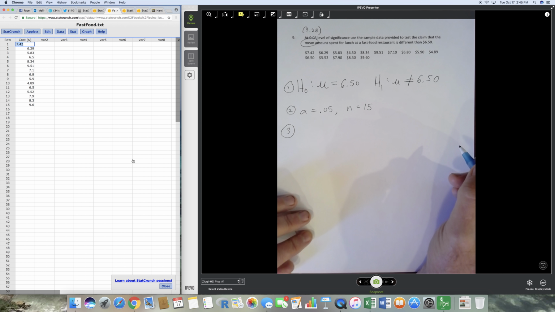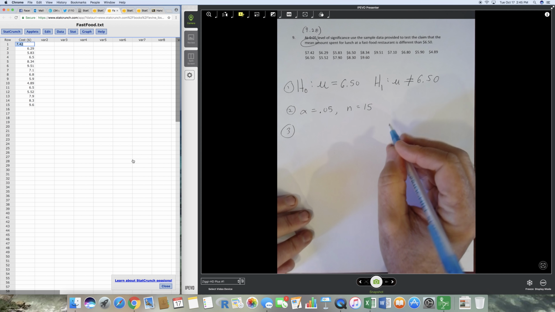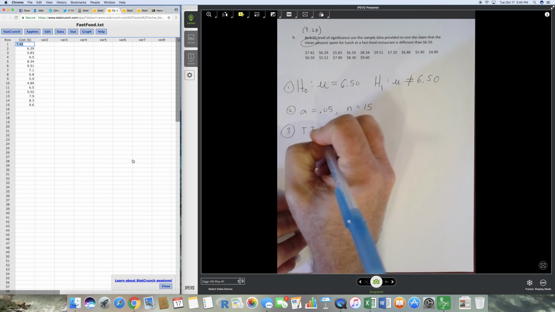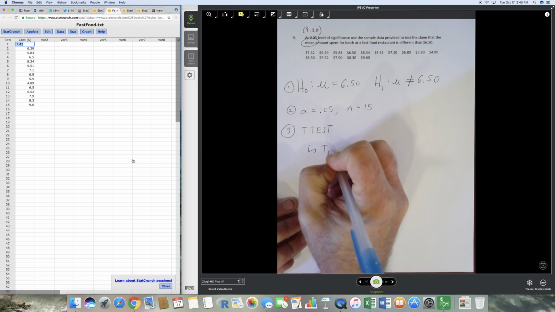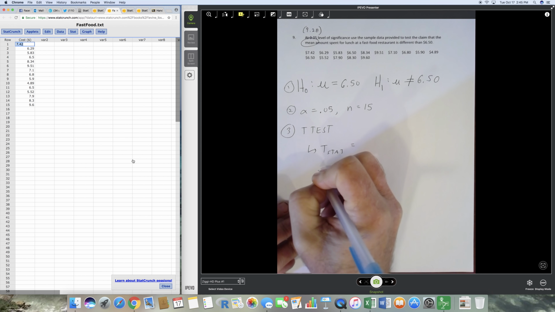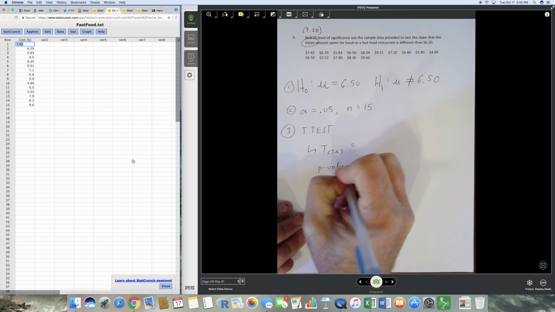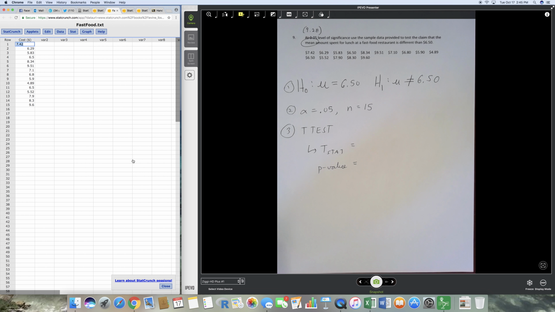So guys, the population standard deviation isn't known, so I'm going to use a t-test. So that tells me I'm going to do a t-stat for the test statistic. And as always, we're also going to get a p-value. So I'm going to go to Stat, T Stat, One Sample. But this time, guys, I have my data. I don't have my summary.